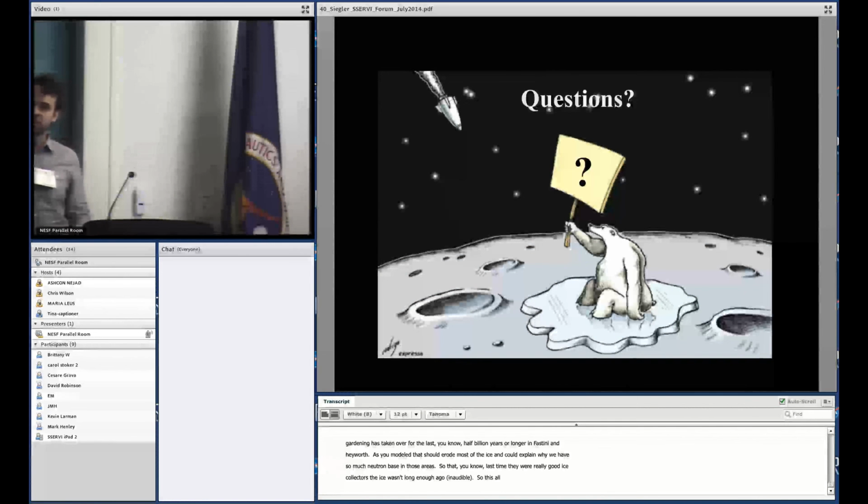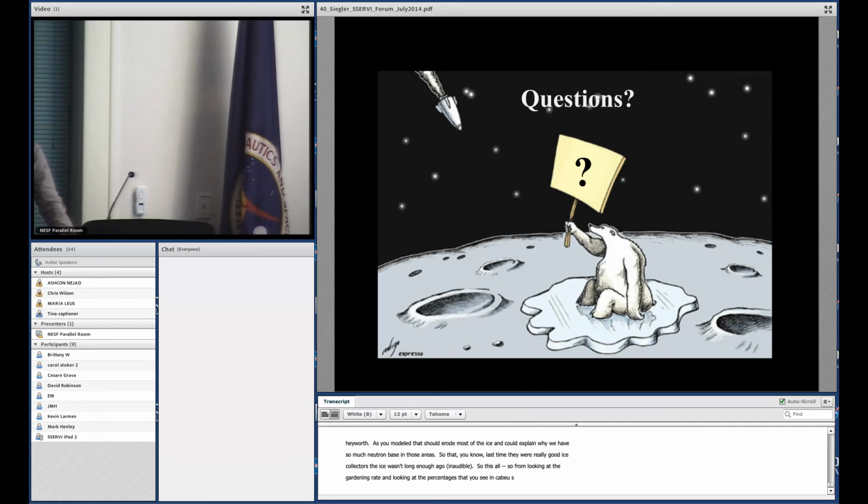So from looking at the gardening rate and looking at the percentages you see in Cabeus, for instance, you might be able to give a prediction of how long ago something like the comet that we think hit Mercury recently hit the moon. Okay, we're going to have to wrap it up there.